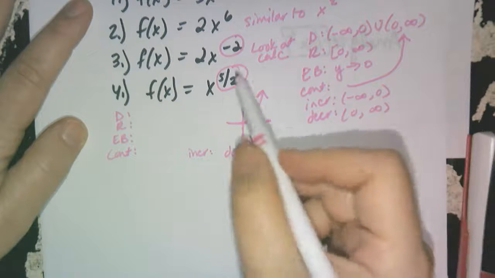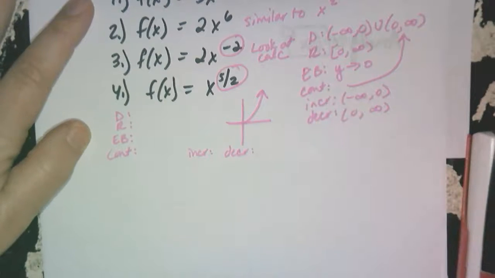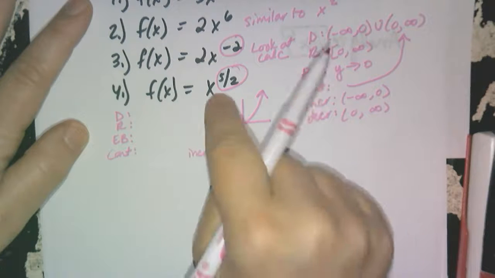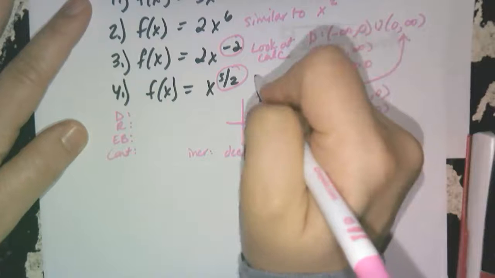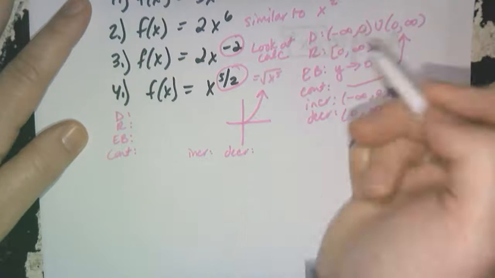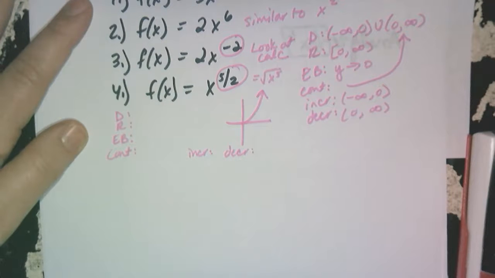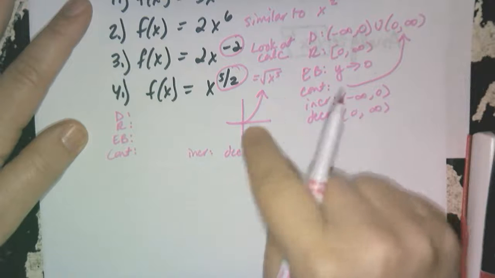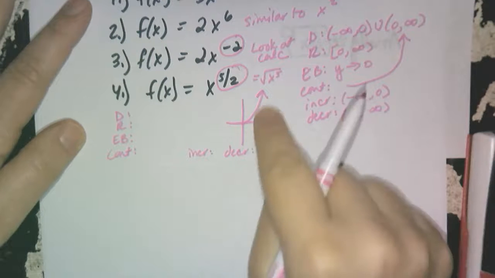Remember, fractions are square roots or cube roots or anything like that. Anything with the 1/2 power is a square root. If you were to write this out, this would be the square root of x to the 5th. So you are allowed to take square roots of 0, but not negatives. And that's why you only have half a graph. You can't have negatives.